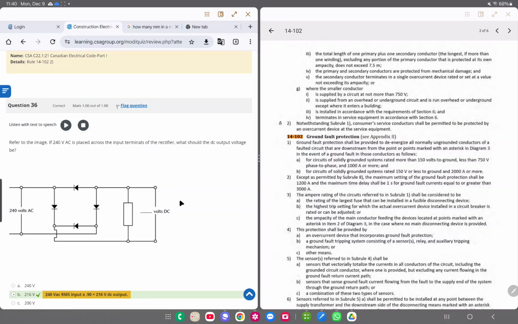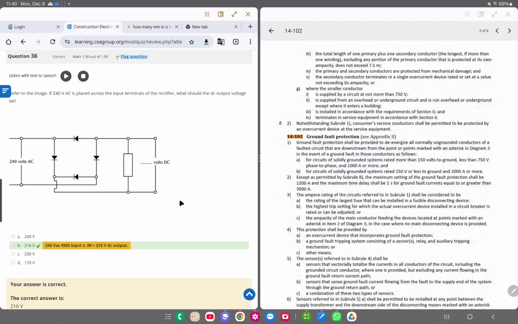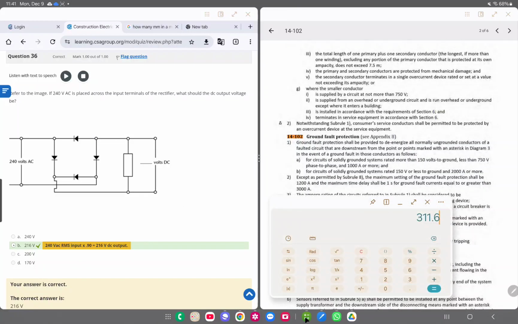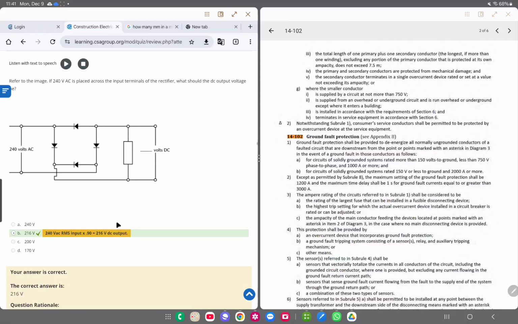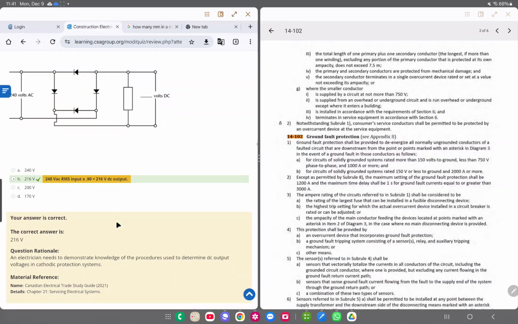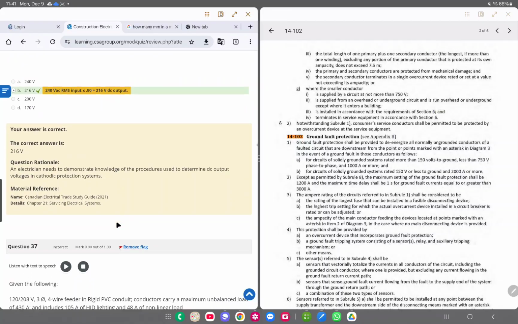If 240 volts AC is placed across the input terminals of a rectifier, what should the DC output voltage be? Well, the DC output voltage for a rectifier is the RMS times 0.9. So we got 240 and we multiply that by 0.9 and you get your answer of 216 for the full bridge rectifier. That's how you get your conversion to DC.